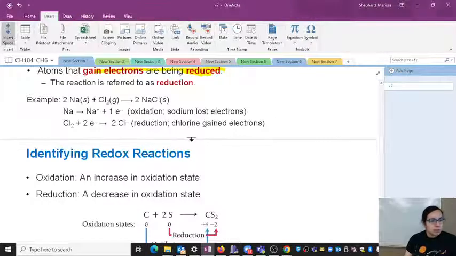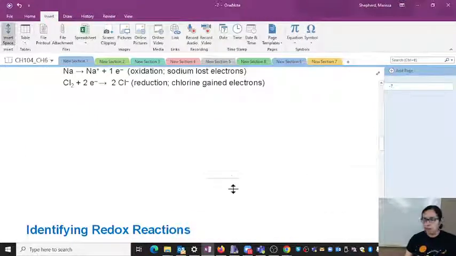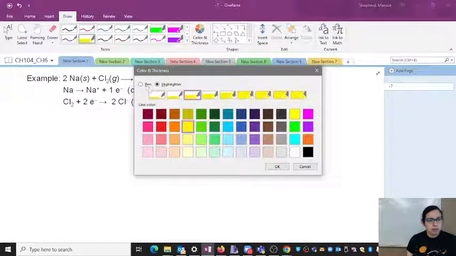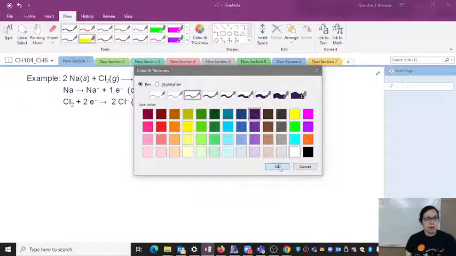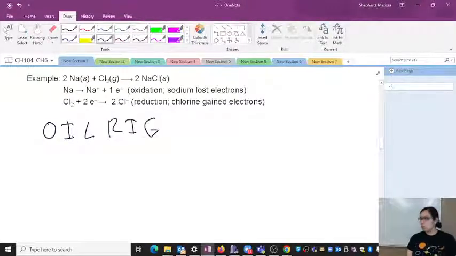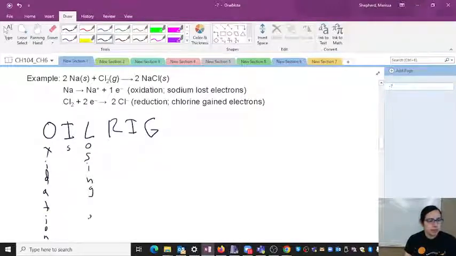And so I like this little mnemonic. There's two mnemonics that you could use, depending on your preference. I'm from Texas, so we like oil out there. So there's OIL RIG, so you can remember oxidation is losing electrons, and reduction is gaining.